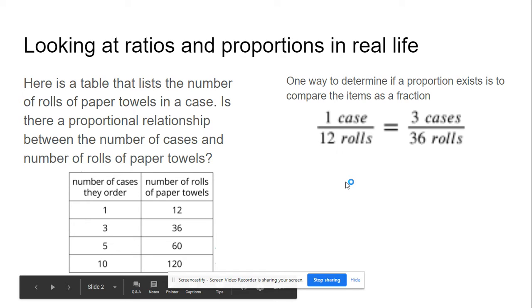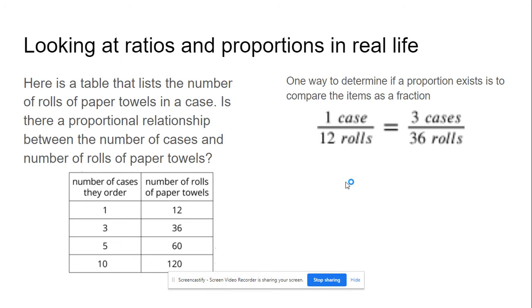We're going to take an example of looking at ratios and proportions in real life. On the left is a table that lists the number of rolls of paper towels and cases. Is there a proportional relationship between the number of cases and the number of paper towels? One way to determine this is to compare the items as a fraction. So we have 1 case over 12 rolls equals 3 cases over 36. 1 over 12 does equal 3 over 36.